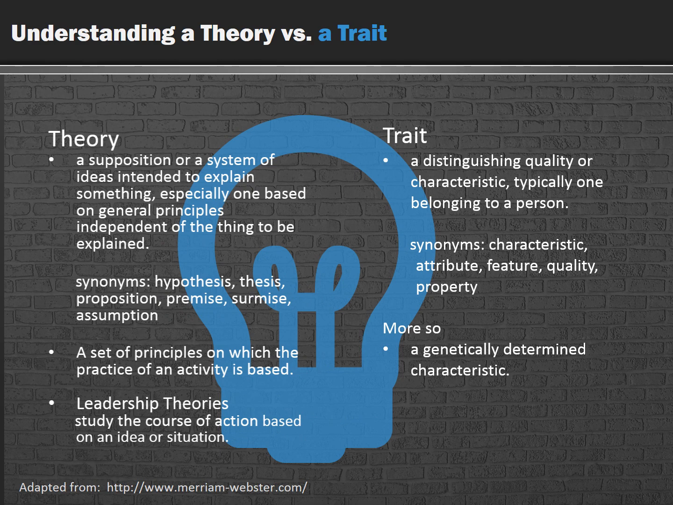The word trait is a distinguishing quality or characteristic, typically one belonging to a person. Words that are also used to describe traits are characteristic, attribute, feature, quality, or property. More so, it's a genetically determined characteristic, or in other words, something people would say we are born with.